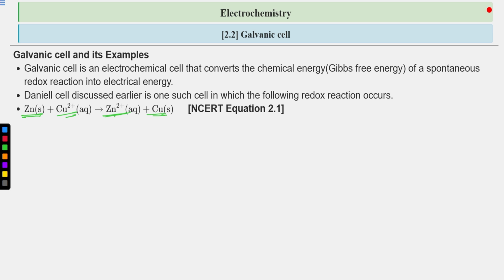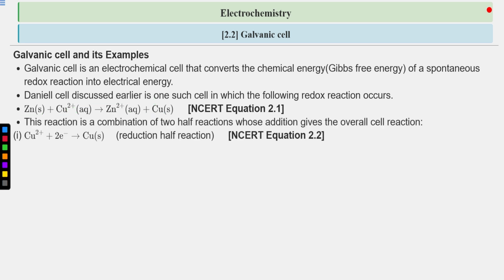So that means this is the process of oxidation, right? Zinc from 0 converting to 2 positive means this is the oxidation process. And copper from 2 positive converting to 0 means this is the process of reduction. And this is the NCERT equation 2.1 present in our NCERT textbook.